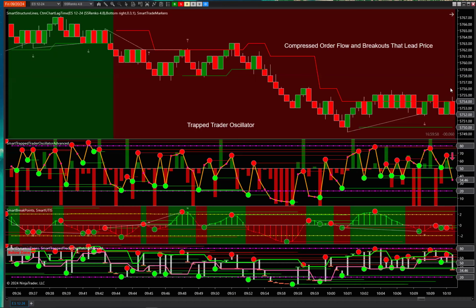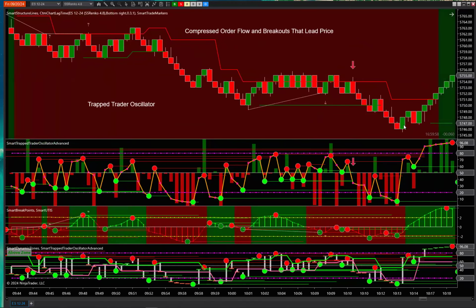So this would be an indication where we would anticipate, we don't know where the market's going, but we would anticipate order flow would be breaking out to the downside, and we would expect it to lead down, which of course is what it did for a very nice trade.